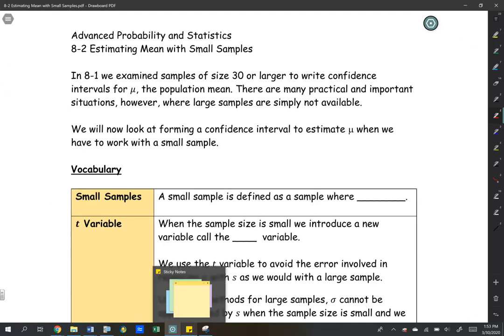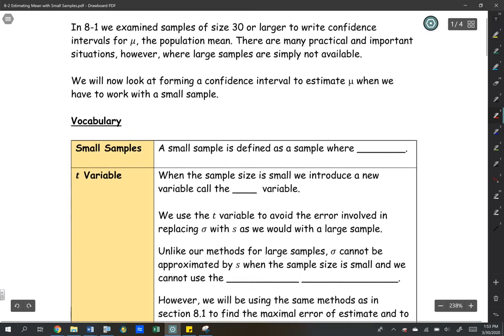Okay, so in this lesson, we're going to be looking at estimating the mean with small samples. And as you know, in 8.1, we examined samples of size 30 or larger to write confidence intervals for the population mean. And of course, there are many practical and important situations where we don't necessarily have a large sample. It's just not available. So for today, we're going to be looking at forming confidence intervals to estimate the population mean when we have to work with a small sample.